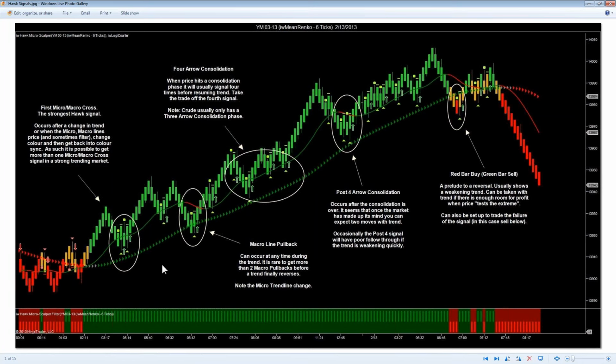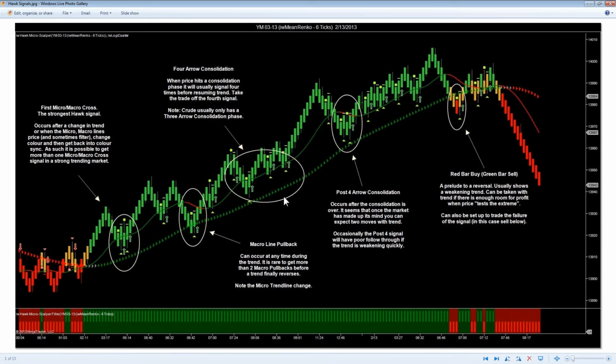Usually when the market is trending, it's going to hit a little period of consolidation. Typically, the market's going to move sideways for 4 signals, and off that 4th signal, we can anticipate that the market's going to move. This is called a 4-arrow consolidation for obvious reasons. In faster moving markets like crude oil, you'll usually only get 3 arrows before the market actually moves. We can take a look at a crude oil chart here in a moment, and I'll show you what I mean.